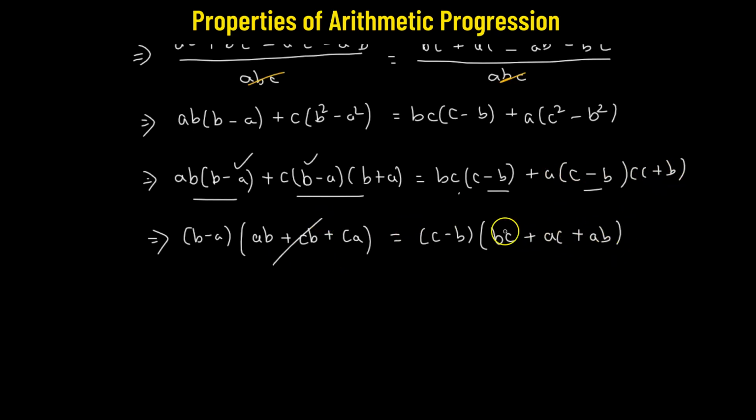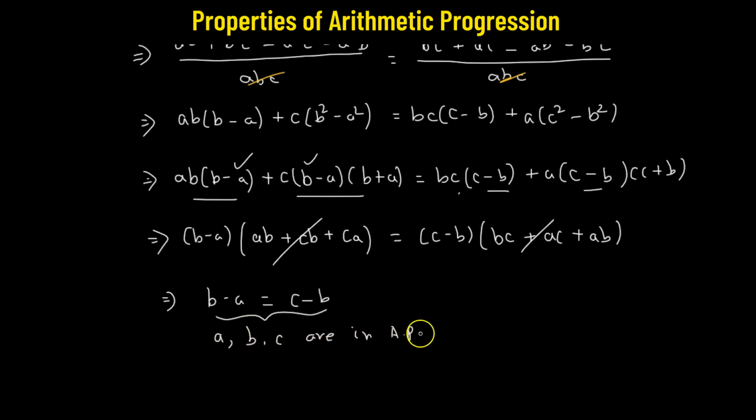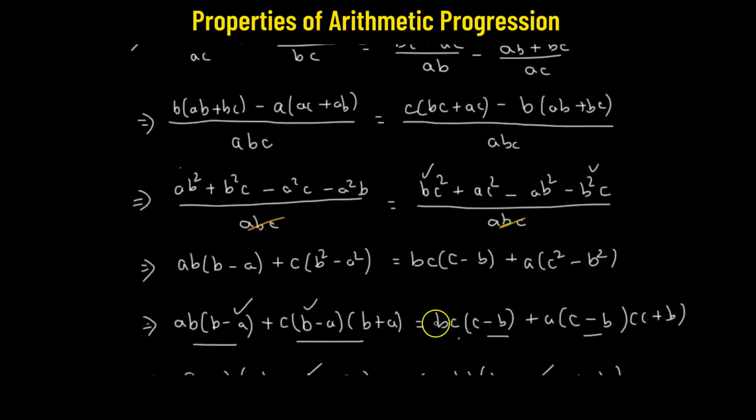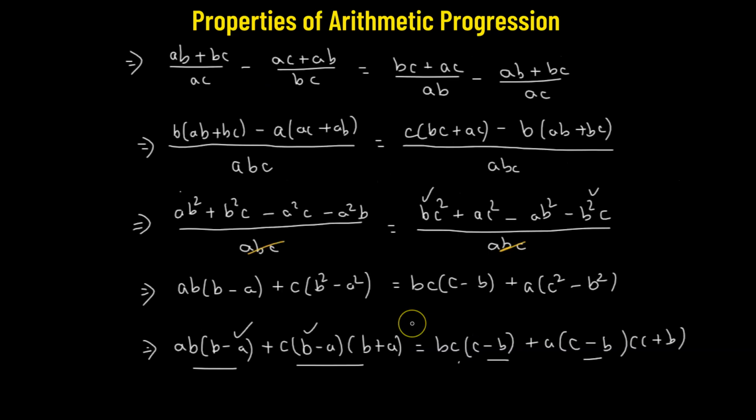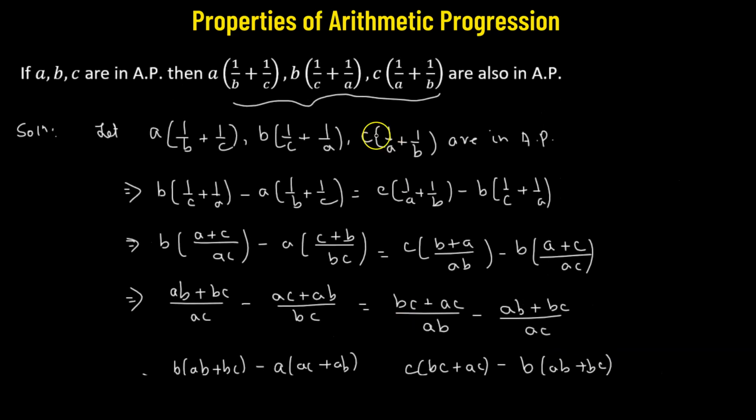Now we can factor out these two common terms from both sides, and this leaves us with b minus a equals c minus b, and this relation tells us that a, b, c are in arithmetic progression. So that means we have successfully shown that whenever the given condition holds, then a, b, c must be in arithmetic progression. Let's move on to the next problem.